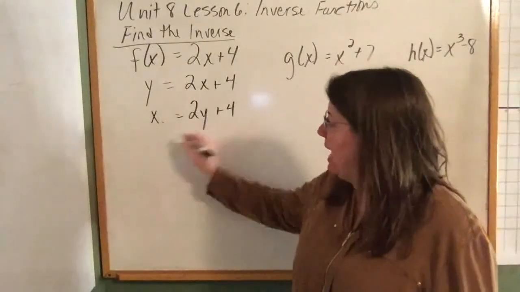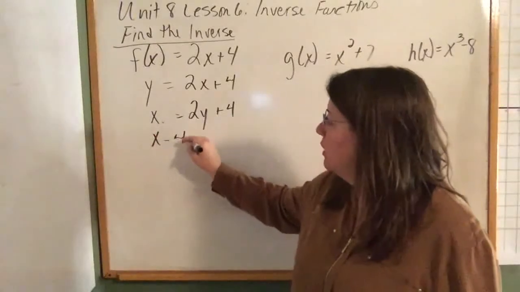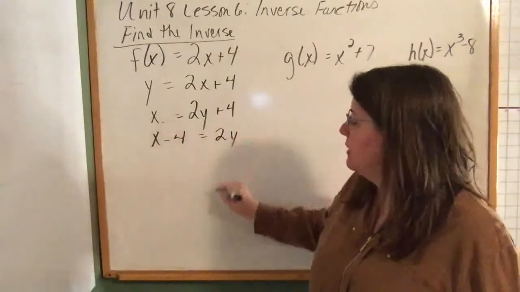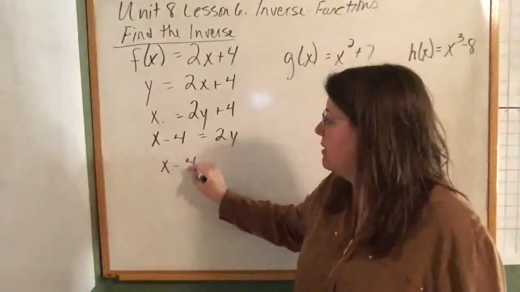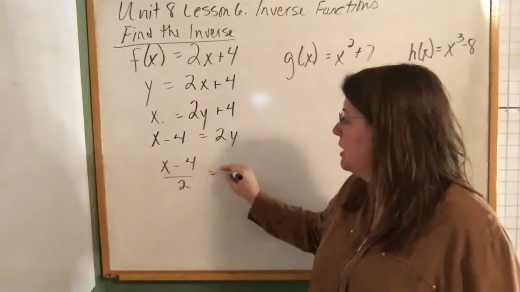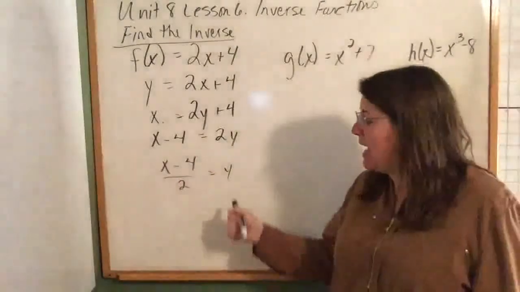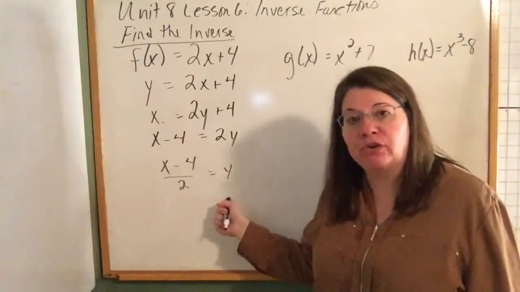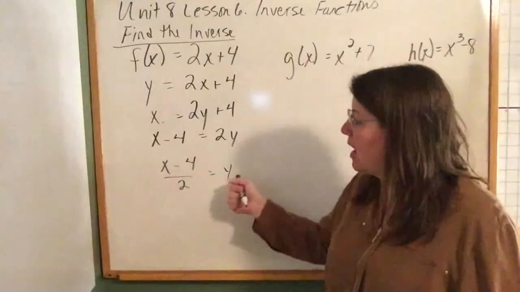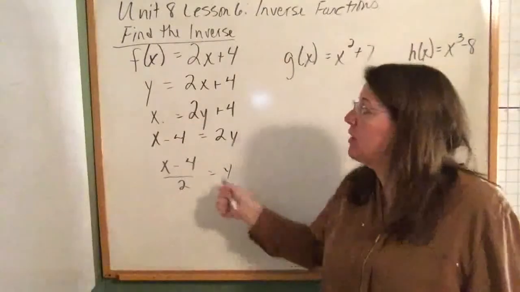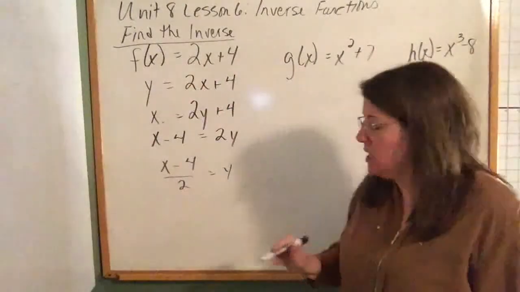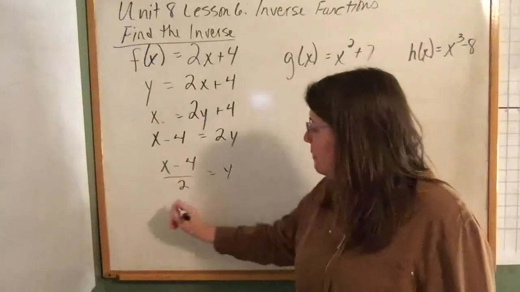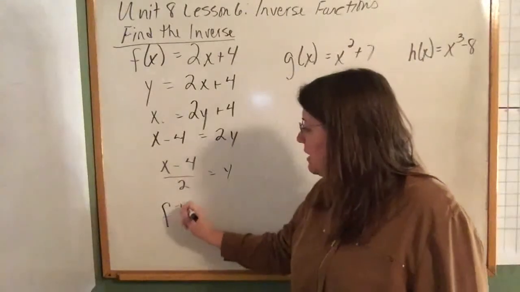So when I do that, I have x minus 4 equals 2y. Then I'm going to divide by 2. So x minus 4 divided by 2 equals y. And now I'm going to replace y with the inverse function notation, because remember, this is not y equals, this is the inverse of the original f of x function. So instead of putting y there, I'm going to write that as f negative 1 of x.